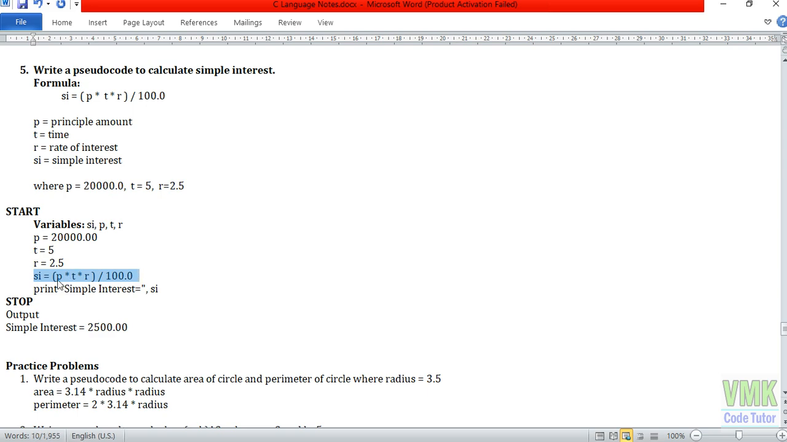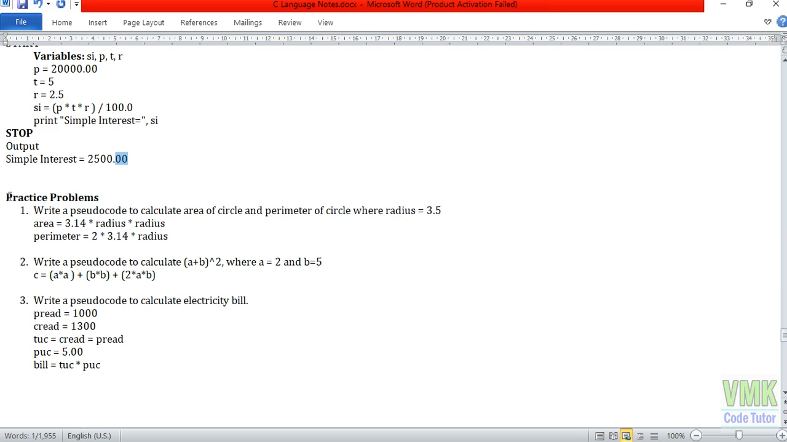Okay, now it will calculate the simple interest. Now we print the result on the monitor, that simple interest is equal to simple interest. So what output will you get? If you calculate this, you'll get 2500. So simple interest is 2500 for 5 years. Okay. This is how we can write the pseudocodes.